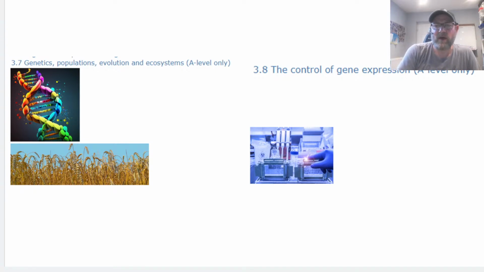So you're going to learn about gene technology, how technology can be used to make insulin and all of that kind of stuff, how genes are cut out from one organism and placed in another organism, so genetic engineering. Also, electrophoresis is going on here.